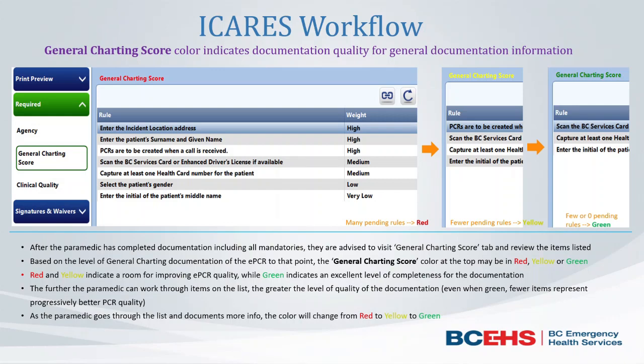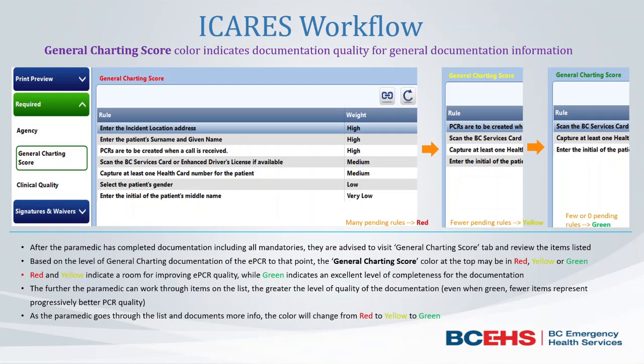After completing your PCR and actioning any mandatories, you will review the scoring items listed. Notably, most mandatory fields and general charting scores are mutually inclusive. If all the mandatories have been satisfied, then general charting most likely will reflect this with a positive score.